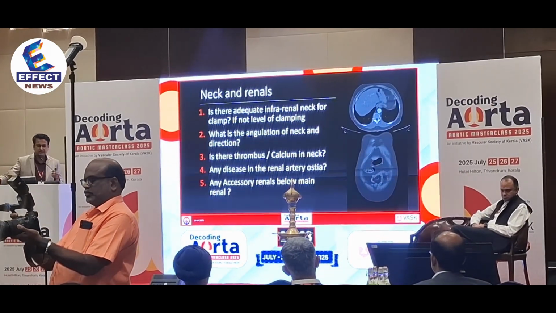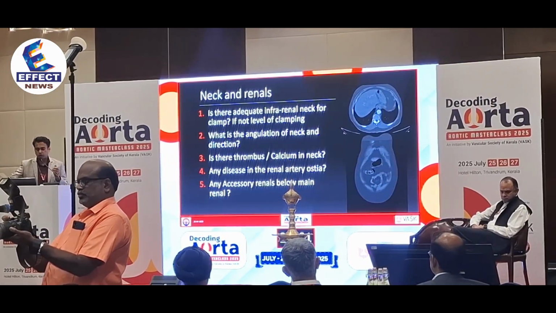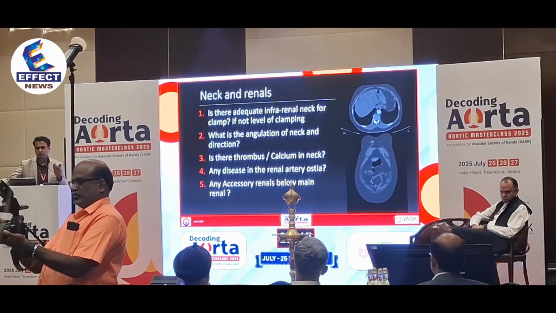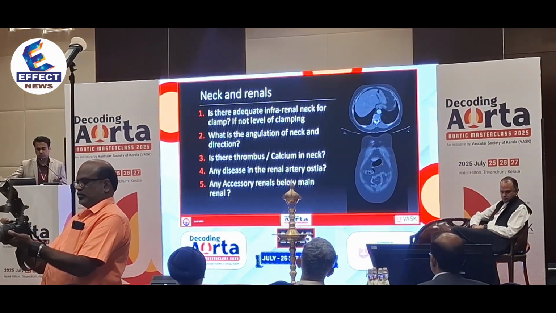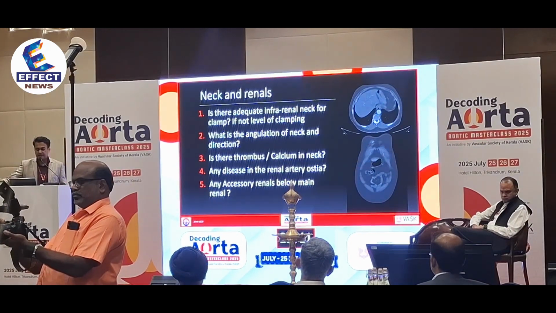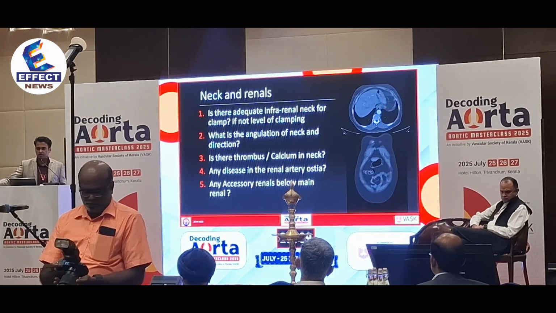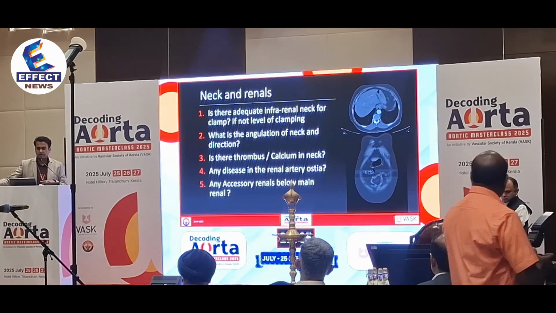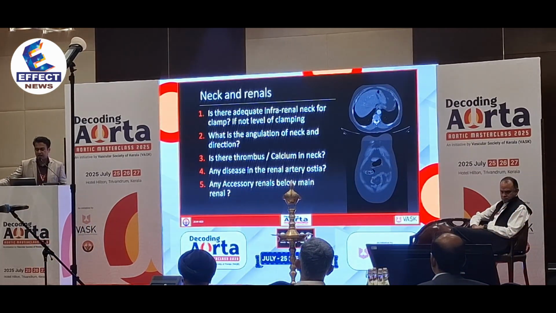So now to a step-by-step schematic approach on what all you want to see in your CT angiogram. First and foremost, of course, we want to see whether we have a safe clamping zone. So the neck of the aneurysm and the renals. Is there adequate infrarenal neck to clamp? If not, where can you clamp? Can you put a clamp in between the renals? That is called an interrenal clamp, or you have to go suprarenally.